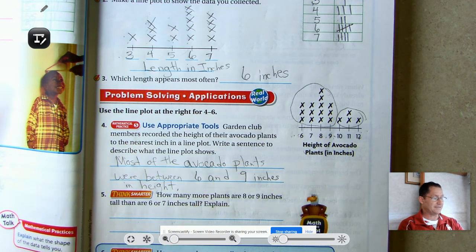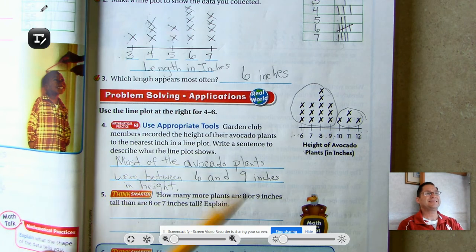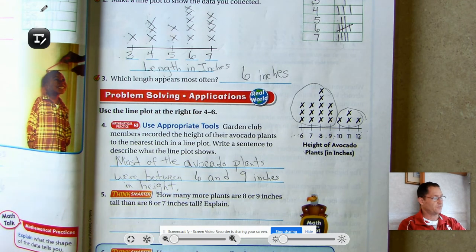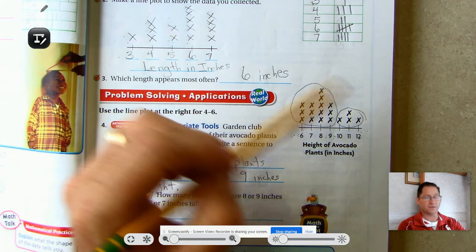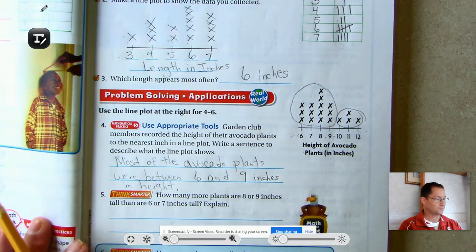You could just as easily say the least amount of plants were between 10 and 12 inches tall. So there's no one answer based on this graph. You can interpret it any way you choose to.